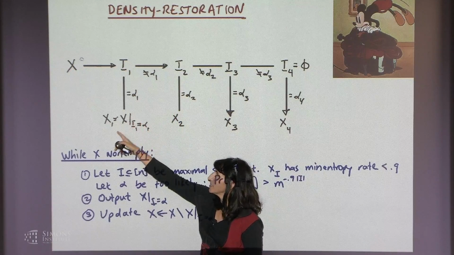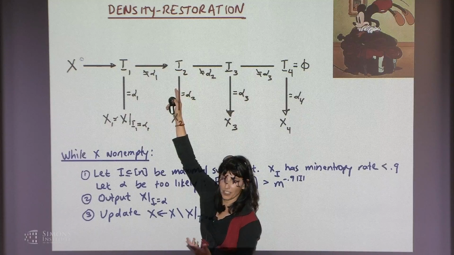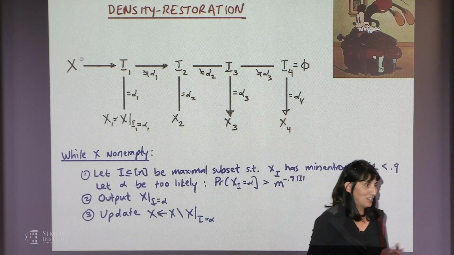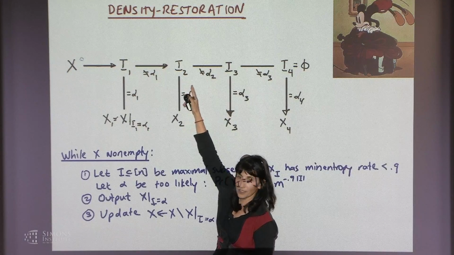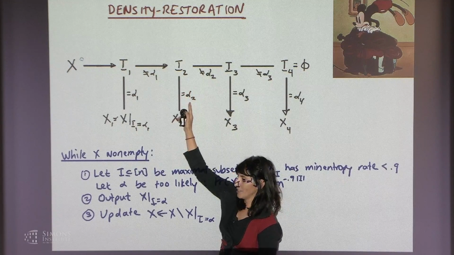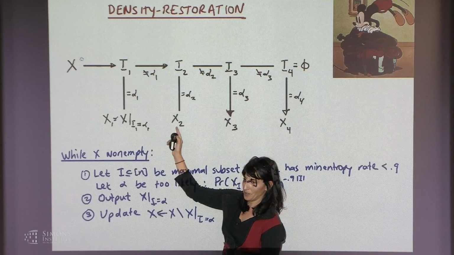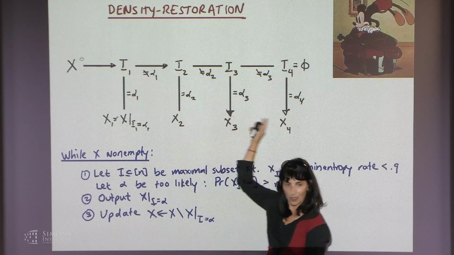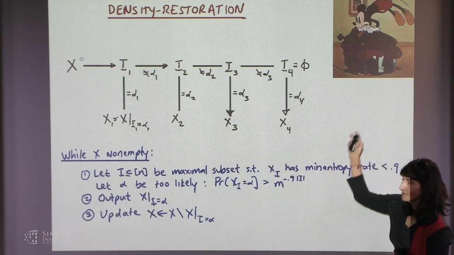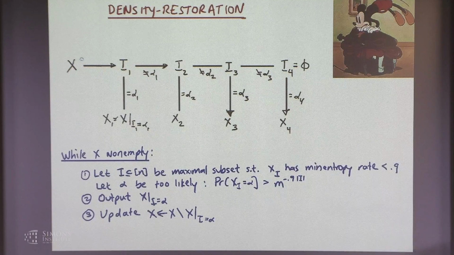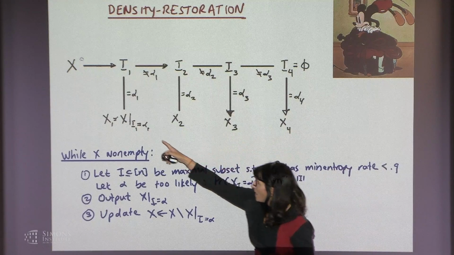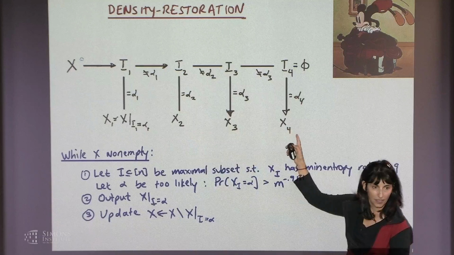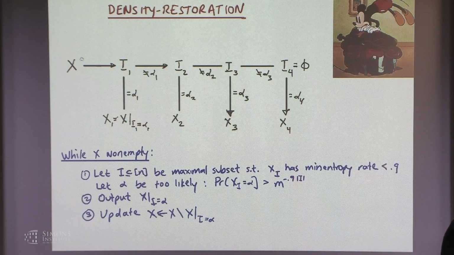Okay, so x minus x1. You move over here. You check again. Has density been violated? If so, you have another possibly different set of coordinates, I2, where density's been violated. Fix it to some likely value. That breaks off another part, x2, and you just keep doing this until you have nothing left. So I am partitioning x into disjoint pieces, each of which is now going to be dense.